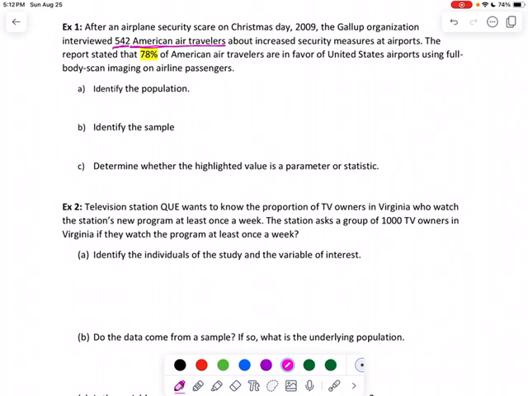So if you want, you can first give the answer to the second part, which is the sample. What is the sample? You can say sample is 542 American air travelers. And what will be the population? Well, where is this sample coming from? The sample, we are getting it from all the American air travelers. So we can say all American air travelers.